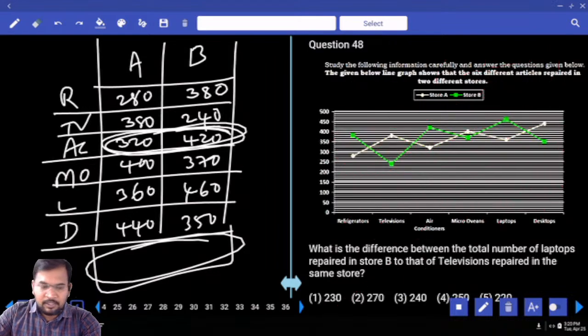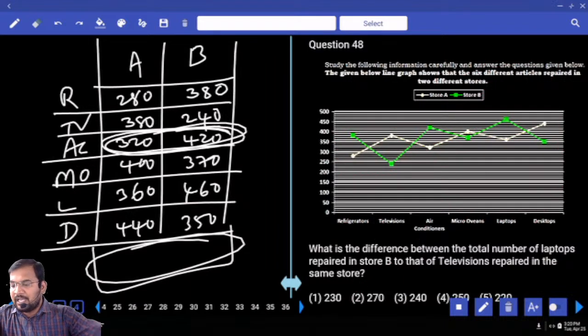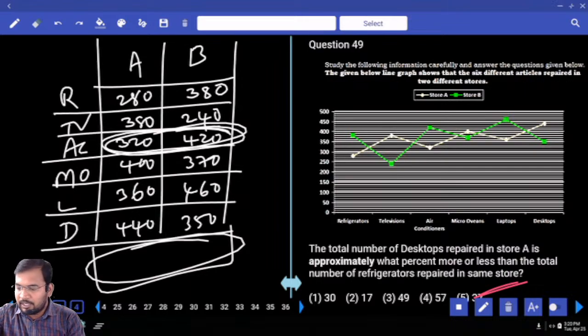Next. What is the difference between the total number of laptops repaired in store B and televisions repaired in the same store? Laptops repaired in store B is 4. Televisions repaired in the same store is 240. The difference is 220. Your answer is option 5.